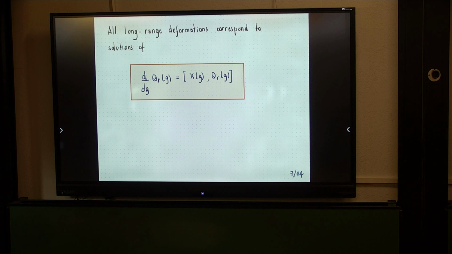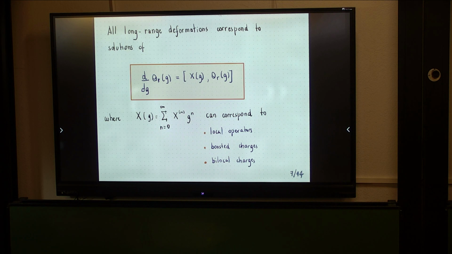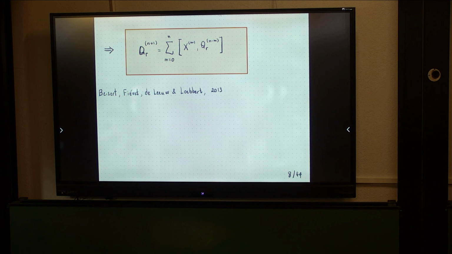And the deformation equation that they wrote is basically this equation. It means that all the long range deformations will be solutions of this equation. And this X can be many things: local operators, boosted charges, bilocal charges. And using this expansion, one can find that the solution perturbatively is this one.